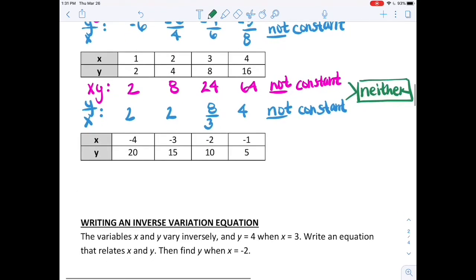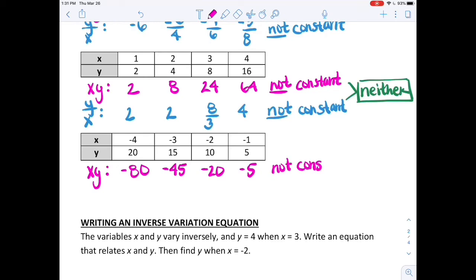Let's check our last one. So again, I'm multiplying my x and y values together. So negative 4 times 20 is negative 80. And as I continue, I get negative 45, negative 20, negative 5. Not constant. It's not all the same value. All right, let's go ahead and do our quotient, y over x. And I get 20 divided by negative 4, y over x is negative 5. 15 divided by negative 3, negative 5. Negative 5, negative 5 when I continue that out. And so this is a constant value all the way across. So that means that we have a direct variation.